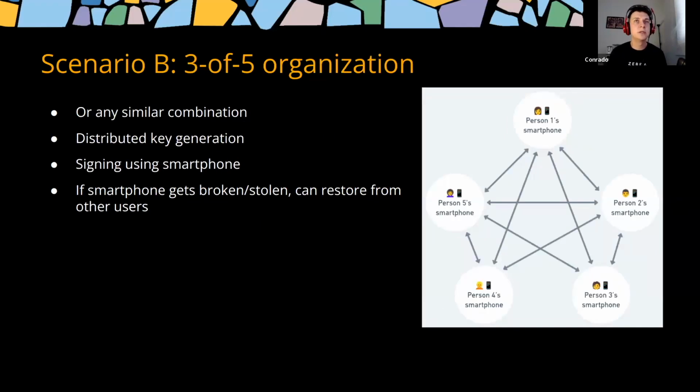Another scenario which I think would be popular is a group of people who want to manage some funds, for example, an organization or something like that. So in this scenario, we have five people that want to get together and use a threshold of 3. So every time to authorize a transaction, we need 3 persons to sign it.